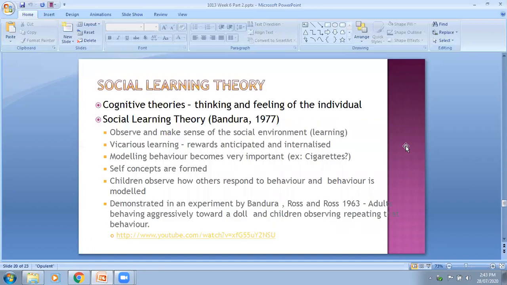Okay, we're going to move on to social learning theory, and this is one of the really, really big theories in criminology. So we're talking here about cognitive theory, so the thinking and feeling of the person. And this is about how we all grow up and how we observe and make sense of our social environment, and that's learning. So there's lots of different types of learning, and one of those is called vicarious learning.